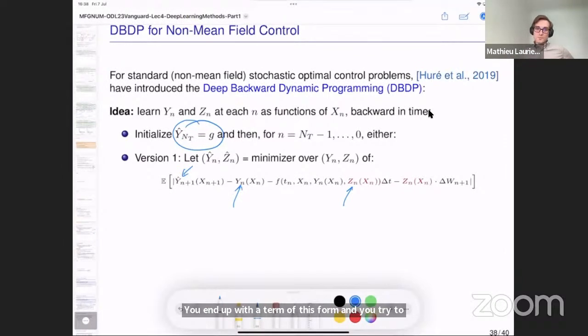When you minimize it, it means you are trying to choose Y and you are trying to choose Z so that this quantity is as small as possible. Probably it's not going to be zero because here there is an error due to time discretization. You see delta T, so there is some kind of incompressible error. But if delta T is very small, you should be able to make this loss very small as well.